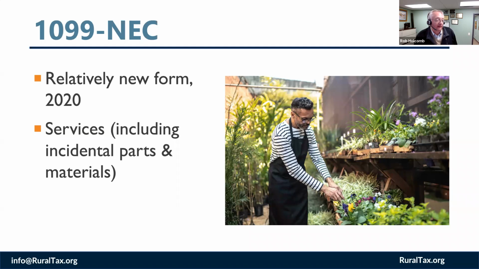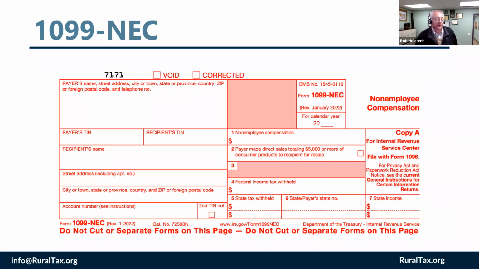Let's advance this thing. Yeah, advance it one time, please, Kevin. Okay, here's a peek at the 1099 NEC. And this is a generic form. You'll see there, box 1. That's where the non-employee comp goes.